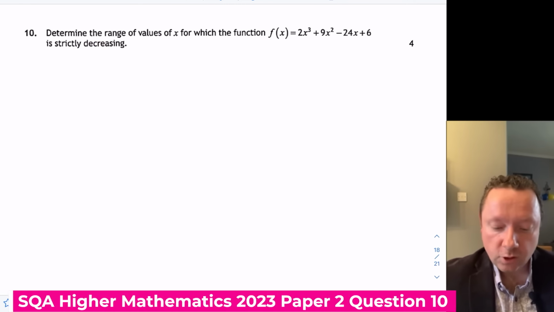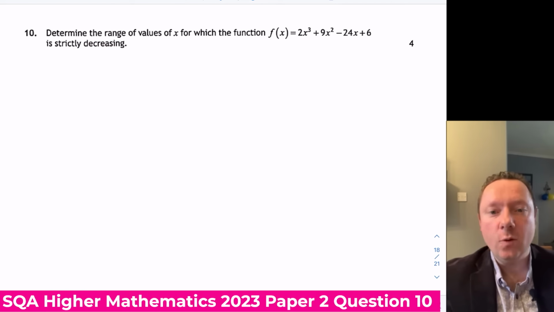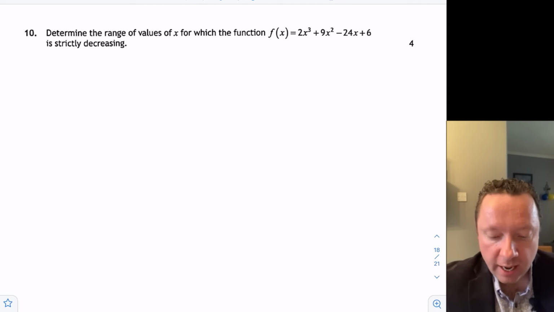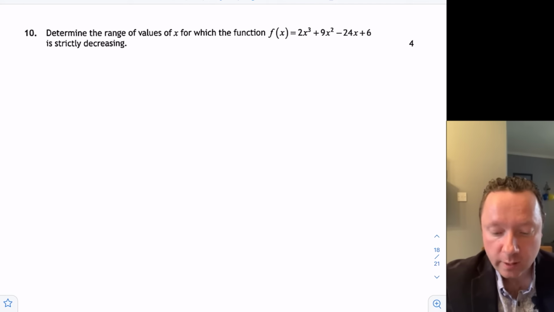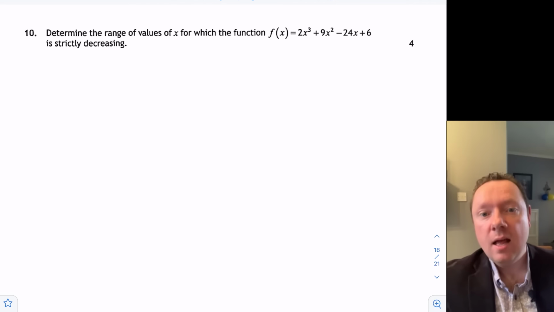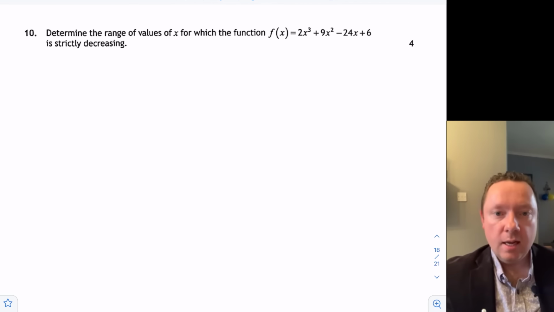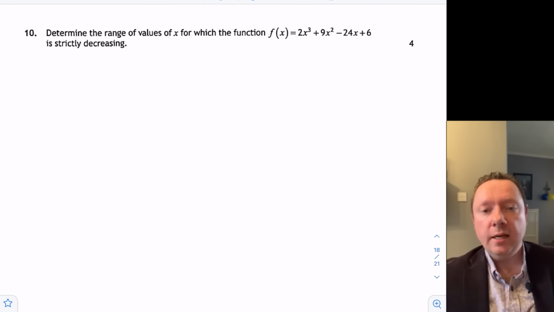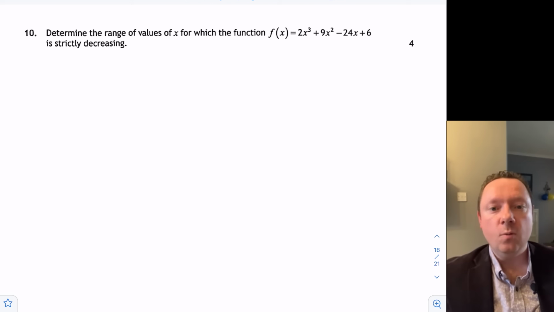SQA Higher Maths 2023, paper 2, question 10. Determine the range of values for which the function f of x is 2x cubed plus 9x squared minus 24x plus 6 is strictly decreasing. There's actually two ways to do this. Both involve stationary points. If you get the stationary points, you can then examine the graph to see where the derivative is negative, or you can just examine the nature of the stationary points.